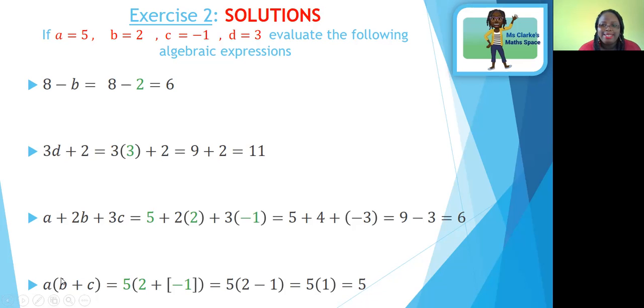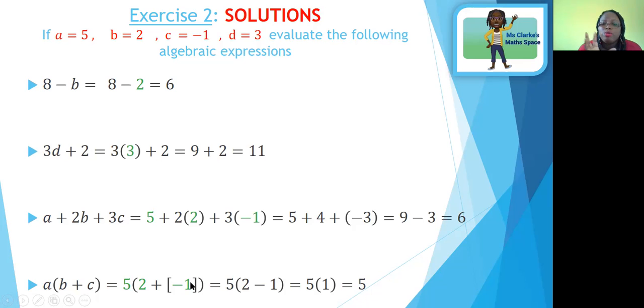The fourth question in exercise 2. We have A, open bracket, B plus C, close bracket. So we're going to substitute the value of A, which is 5, open bracket, B, which is 2, and now we're adding C, which is -1.